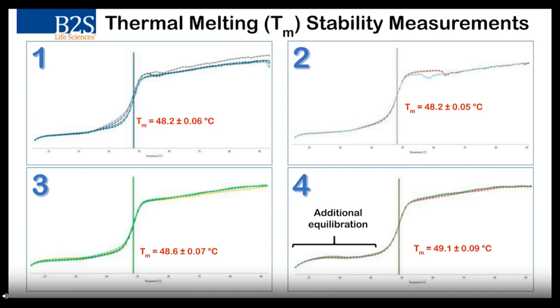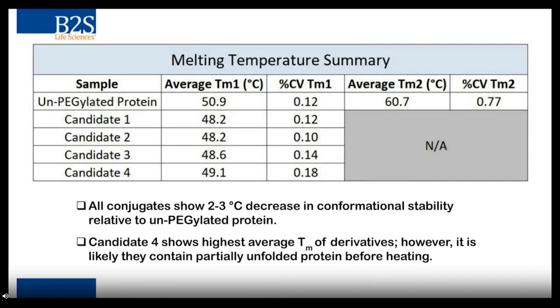The candidate 4, again with the larger PEG, is slightly higher, so indicating a slightly improved conformational stability, but it also has another spectral feature where there's an additional equilibration event at the low temperature region, so about 15 to 45 degrees. There's a small hump in the BCM fluorescence.